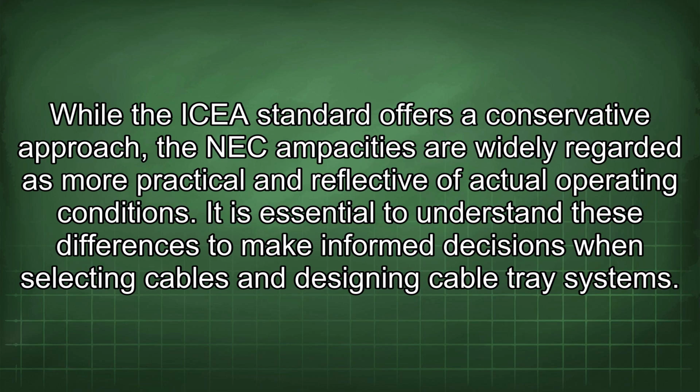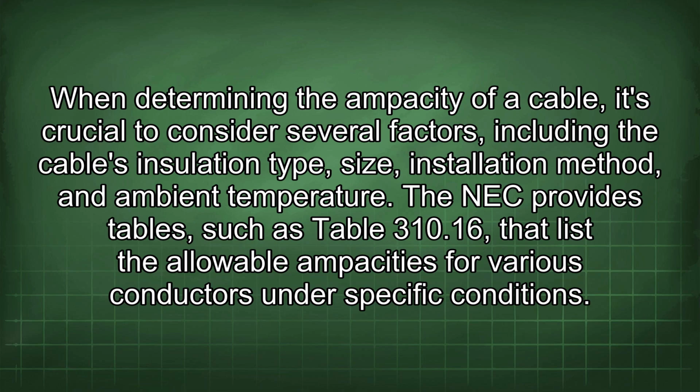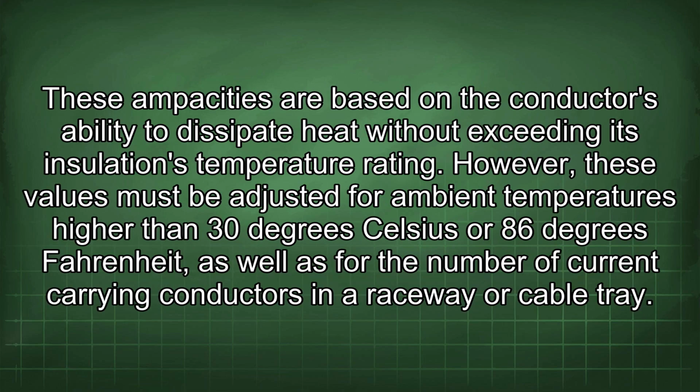tray systems. When determining the ampacity of a cable, it's crucial to consider several factors, including the cable's insulation type, size, installation method, and ambient temperature. The NEC provides tables, such as Table 310.16, that list the allowable ampacities for various conductors under specific conditions. These ampacities are based on the conductor's ability to dissipate heat without exceeding its insulation's temperature rating. However, these values must be adjusted for ambient temperatures higher than 30 degrees Celsius or 86 degrees Fahrenheit, as well as for the number of current-carrying conductors in a raceway or cable tray.